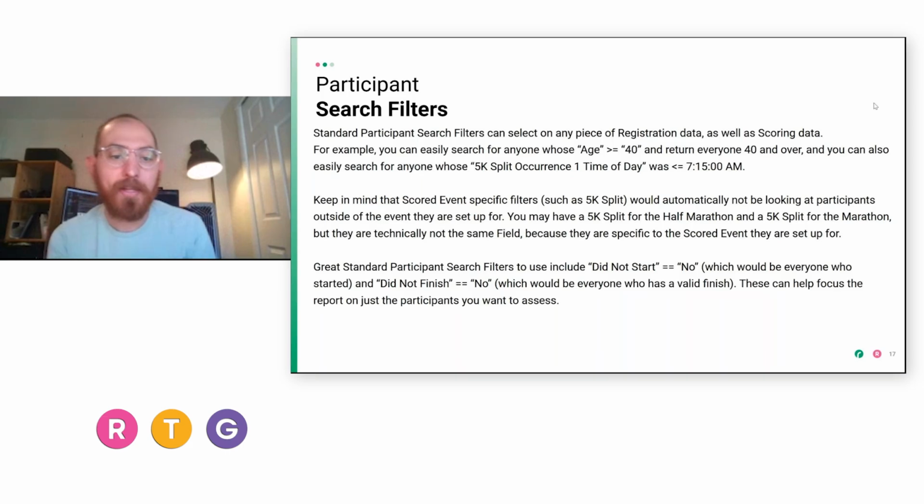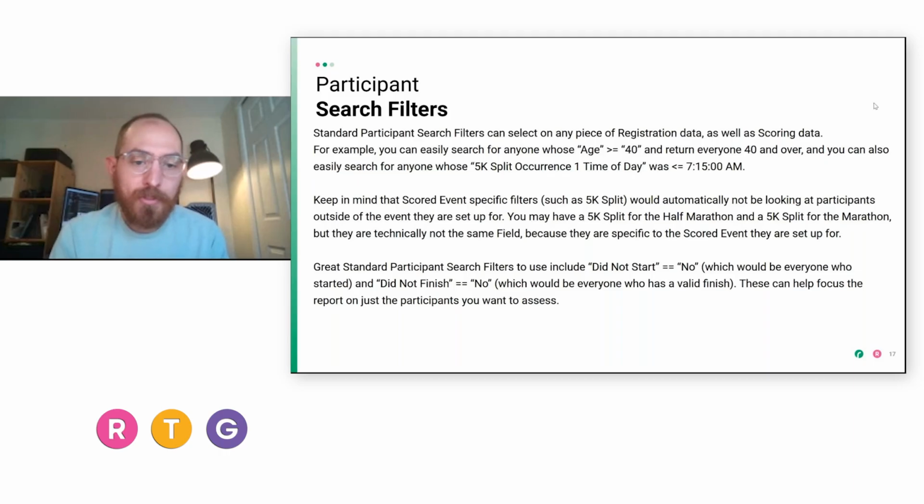So keep in mind that the scored event specific filters, such as 5K split, would automatically not be looking at participants outside of the event they are set up for. So you may have a 5K split for a half marathon and a 5K split for the marathon, but they're technically not the same field because they're specific to the scored event they're set up for. So just be careful if you're using any kind of fields that are scored event dependent.